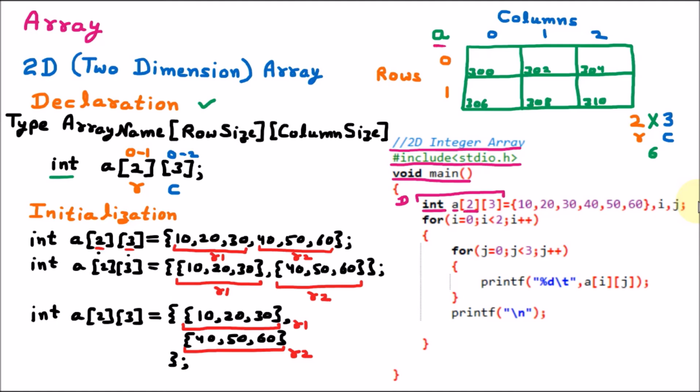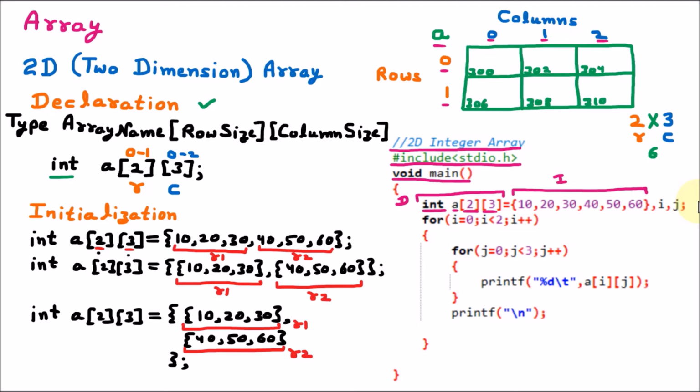2 is the number of rows. So rows are 0 and 1 index values. Then second dimension is the column which is 3. So here columns are 3. So 0, 1 and 2. These are the index values of column. Then afterward we have the initialization of array. So there we are doing the complete initialization.